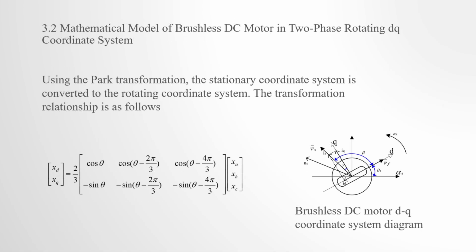In this part, I will discuss the mathematical model of brushless DC motor in the two-phase rotating DQ coordinate system. These two pages present the Park transformation and the final model in the DQ rotational coordinate system. By applying the Park transformation, the three-phase quantities are mapped onto the D-axis, which is aligned with the rotor flux, and the Q-axis, which is orthogonal to it. This transforms the coupled three-phase equations into two compact first-order equations.